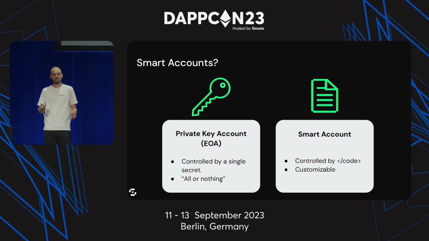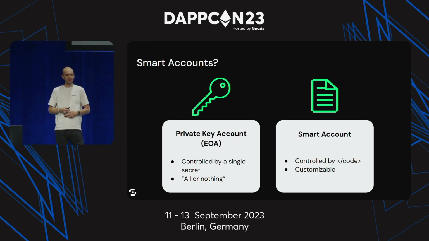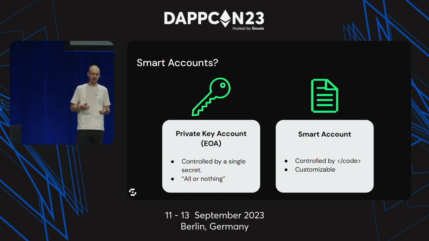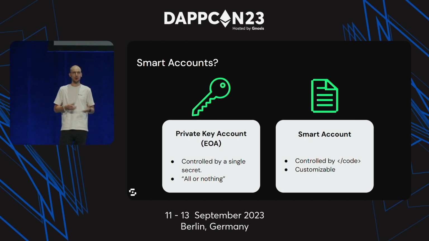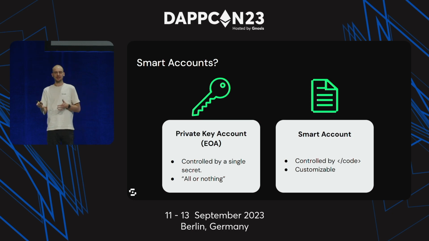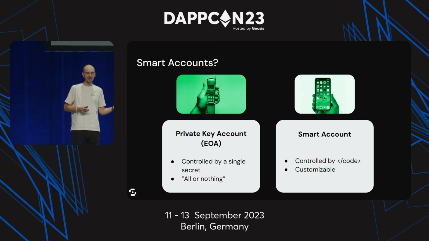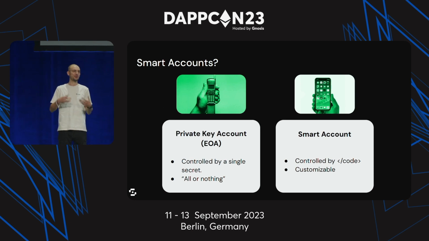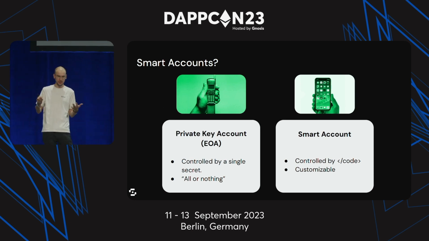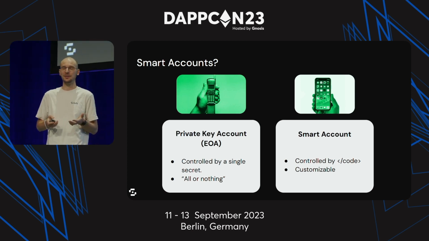So, smart accounts. The traditional accounts on Ethereum are private key-based accounts. They're controlled by a single secret, typically a private key or seed phrase, and they have this all-or-nothing security model. Once you've handed out your private key, there's not really a way to take it back. Basically, you handed over full access to your account. Smart accounts, on the other hand, are controlled by code, meaning they're customizable. So really, the core advantage here is that you can customize your account via code. You can compare a private key-based account to an old-school traditional mobile phone, and then a smart account would be a smartphone. Where you have different apps, you can write different apps with code to customize the functionality of the device.